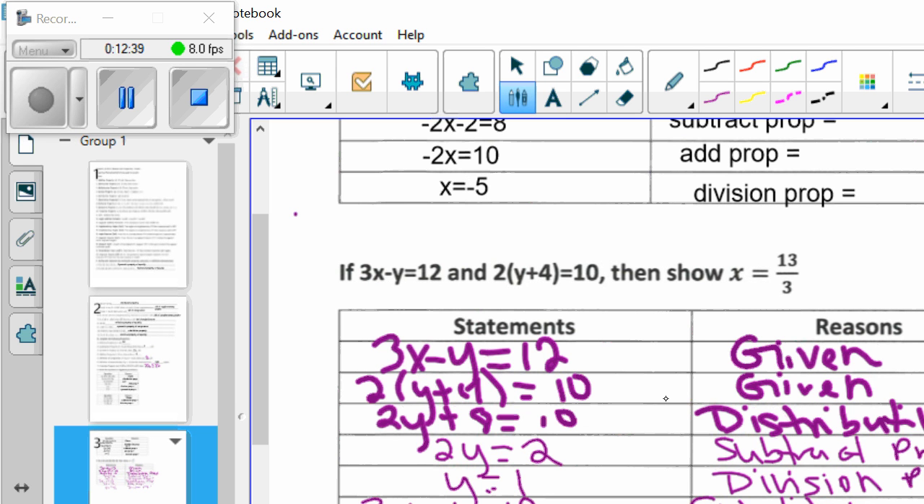All right, that is the second day of 2.5 and the first day of 2.6.